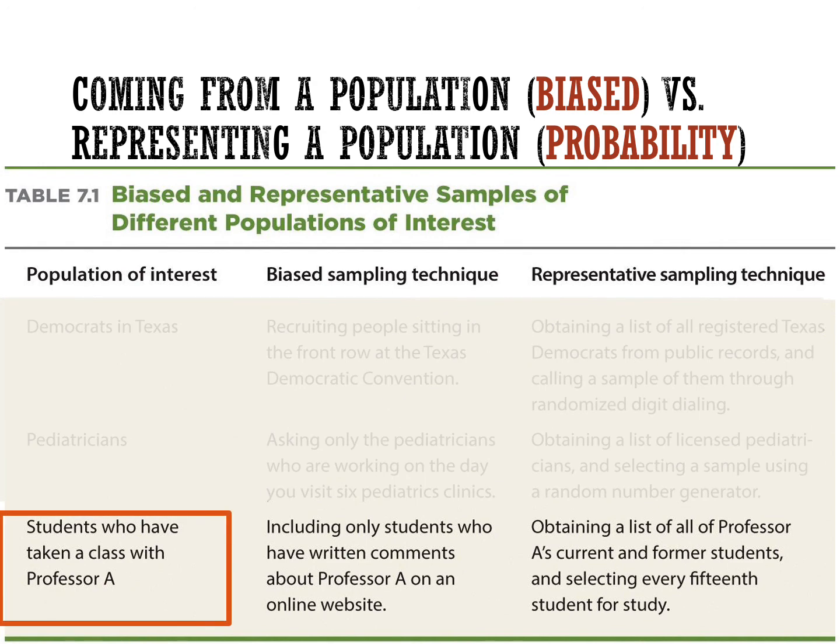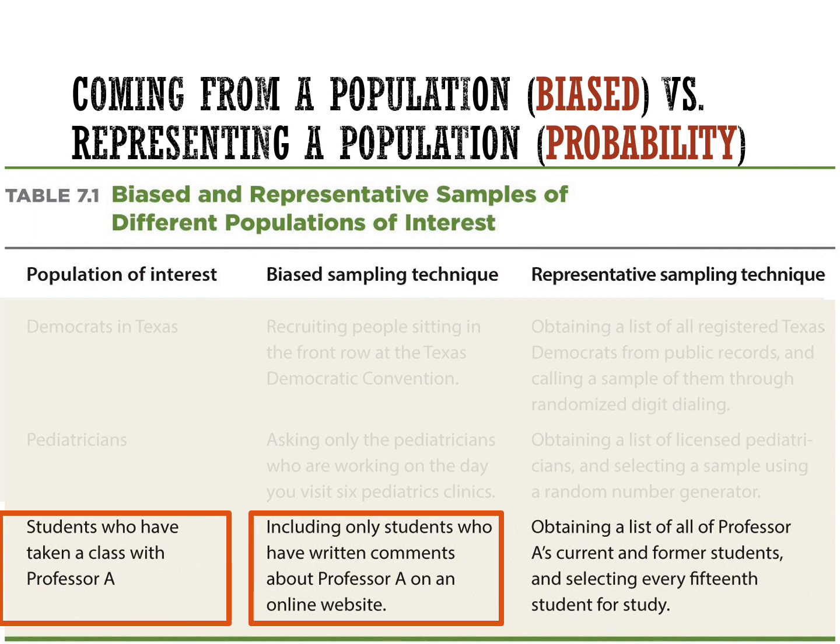Okay, I like this last example in this table because it might be relatable to you all. So let's say you want to get reviews on Professor A, and you want to sample students to get their feedback. Well, one technique is you could use a website like Rate My Professors, where students who have taken a class with a professor go on there and leave their reviews. Well, this is a biased sampling technique because those students volunteer. This is self-selection. So they volunteer to go on that website and leave their feedback.